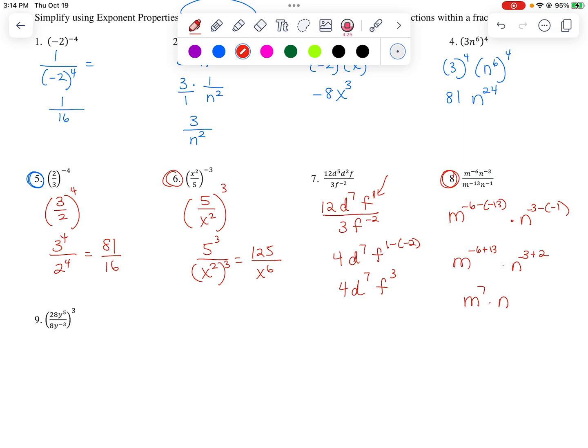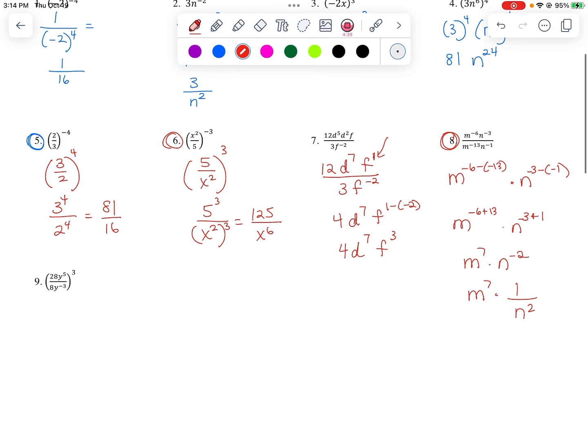Oh, sorry, I just caught my little mistake there. I was thinking of my answer. Minus a -1 is plus 1, so that's -2. So that's m to the 7 times 1 over n squared. m to the 7 is like m to the 7 over 1.